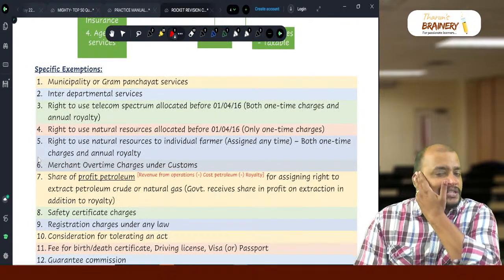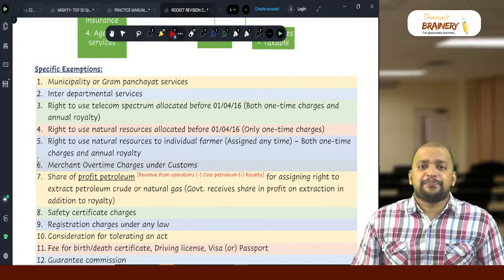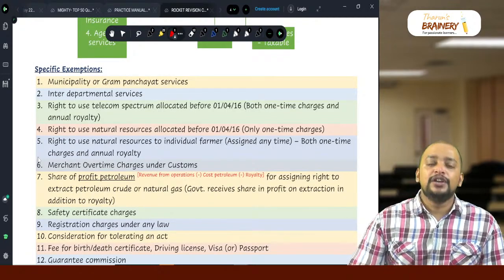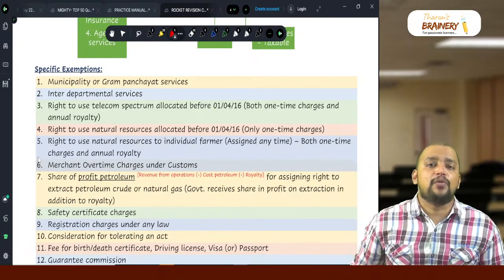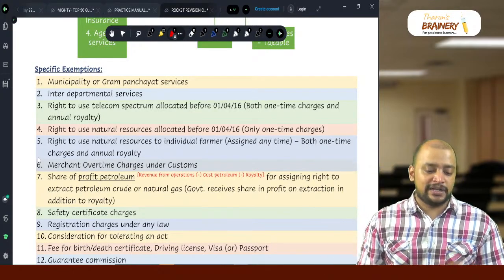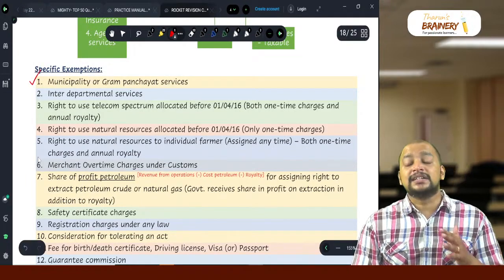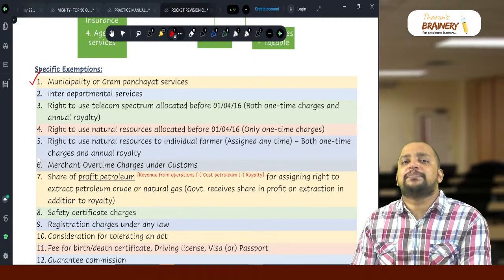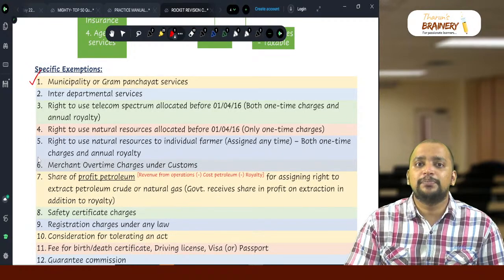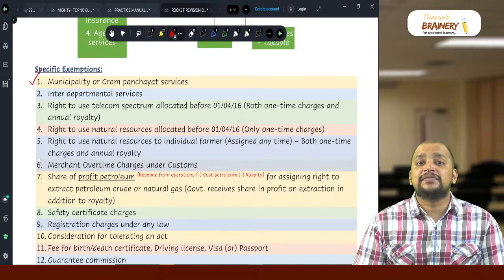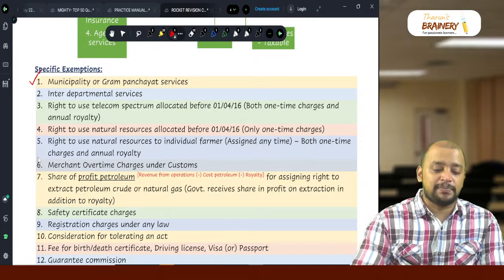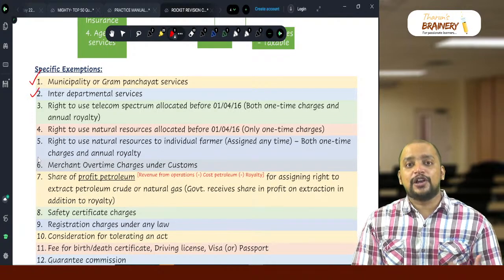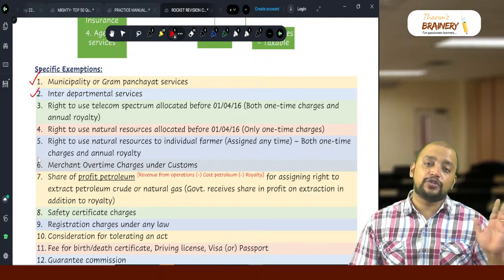Municipality or Gram Panchayat services, for example, water supply made by Chennai Municipal Corporation or Chennai Metro Water Corporation to a business entity for which they collect some water charges; those water charges will be exempted. That is municipality or Gram Panchayat services. Then interdepartmental services: one department of central government or state government to another department of central government or state government. For example, Tamil Nadu Police Department providing security services to the income tax department comes under interdepartmental services, which is exempted. Then right to use telecom spectrum that is allocated before 1/4/2016.